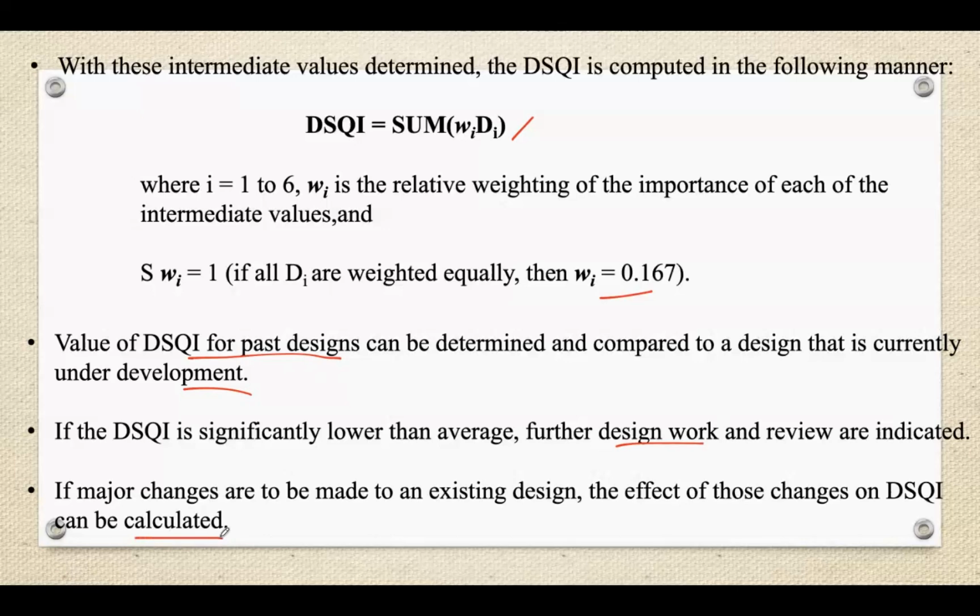And here, how to interpret this DSQI value. Say if the DSQI value is high, a higher index value typically indicates a well-structured design with low coupling, high cohesion, and manageable complexity. And the system is more maintainable and easier to modify. If the value is low, it suggests that the system may have excessive coupling, low cohesion, and high complexity, which could make the system harder to maintain, test, and extend.